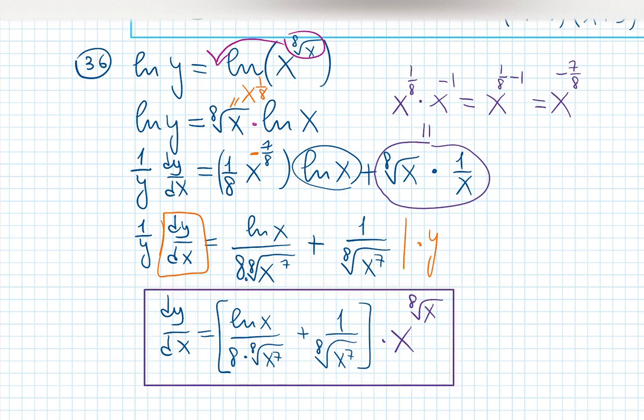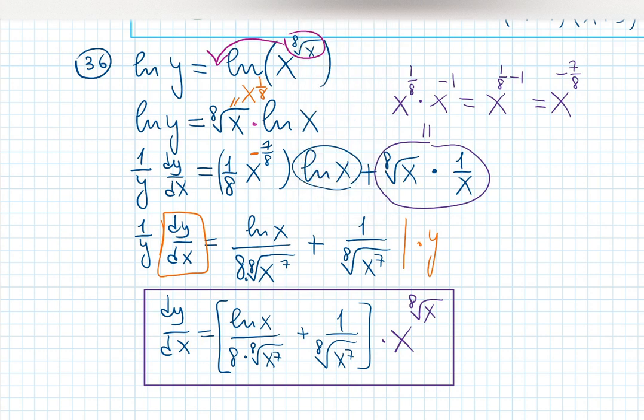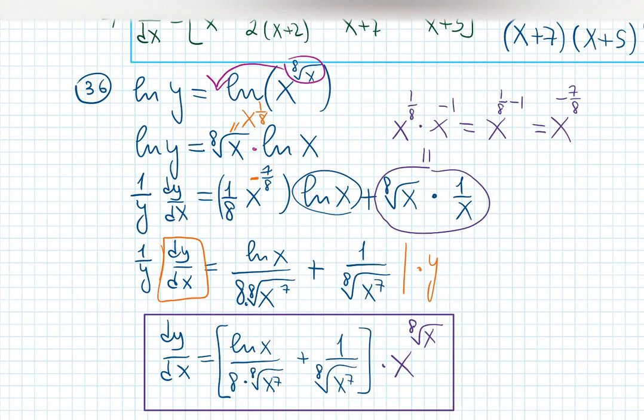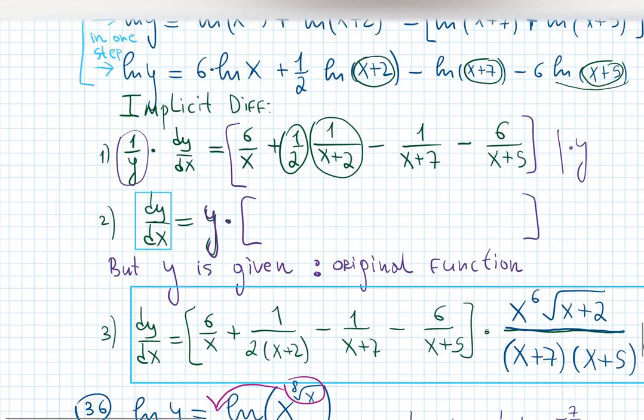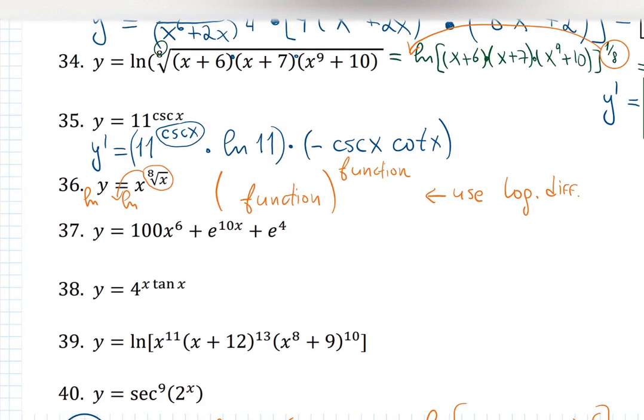So function raised to function, you have to use logarithmic differentiation to get rid of this idea of a function being raised to a function. Log allows you to put one of the function and the exponent down, or just multiply by it. 36 done. 37 seems to be not too bad.